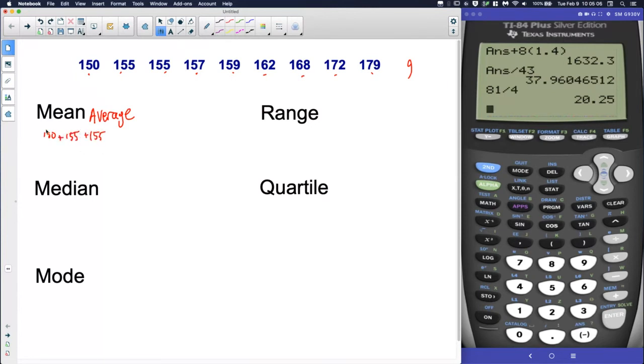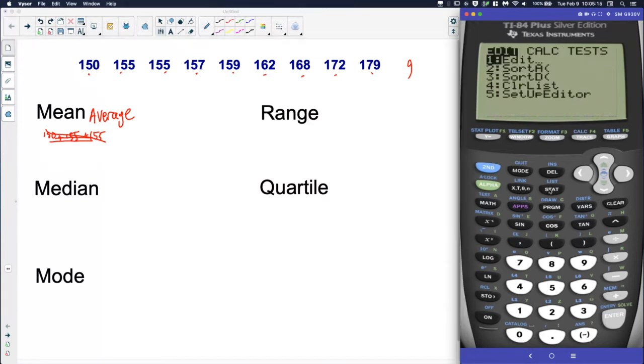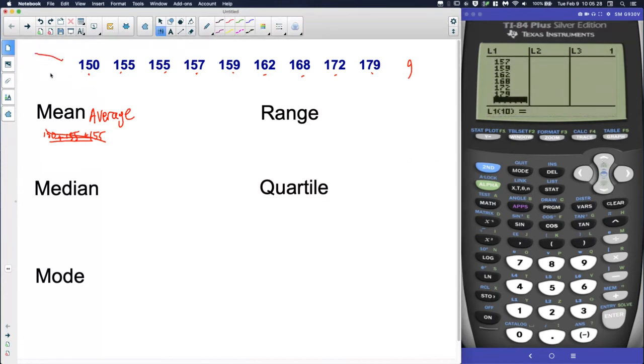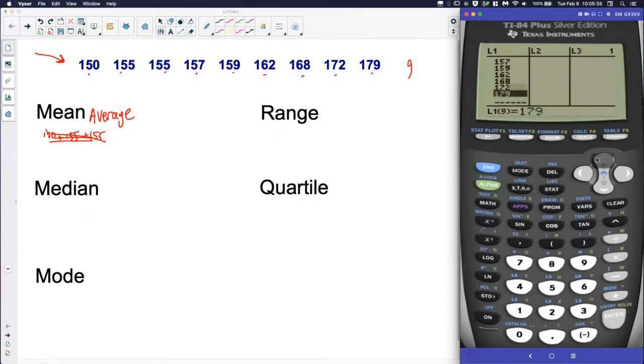And oh, see, you know what? What am I doing? We don't have to do that. We have our little buddy right here, the calculator. I'm going to press stat and then edit. I already put all my numbers in here: 150, 155, 157, and so on. And if you notice, I ordered them least to greatest. On paper, it's always good to do, but in the calculator you actually don't have to. You can put them in any order, it doesn't matter.